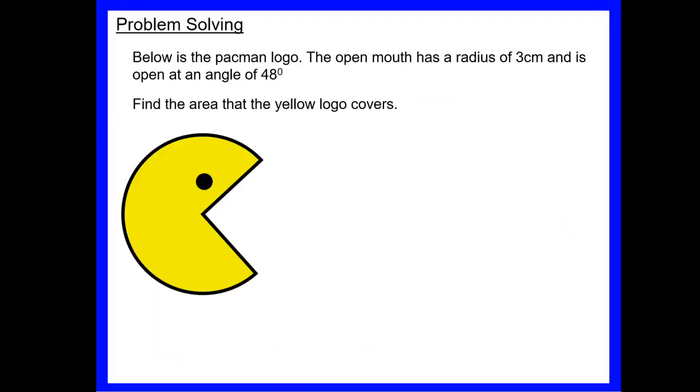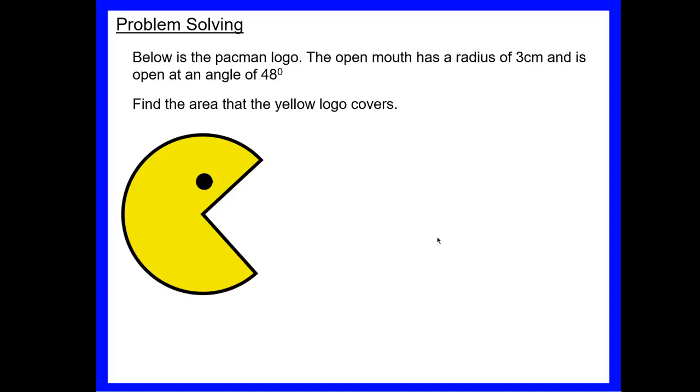All right, so now we're going to have a look at some problem solving. So below is the Pac-Man logo. The open mouth has a radius of 3 centimetres and is open at an angle of 48 degrees. Find the area of the yellow logo. Okay, so with these you can either pause the video now, have a go yourself, see if you can do it on your own, or you can work through it with me.